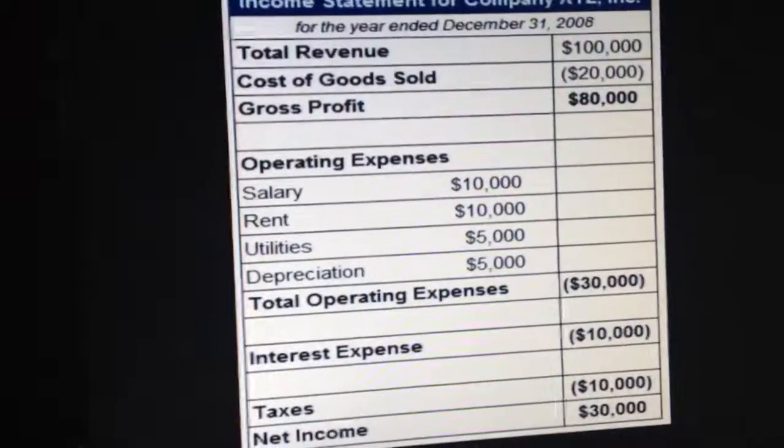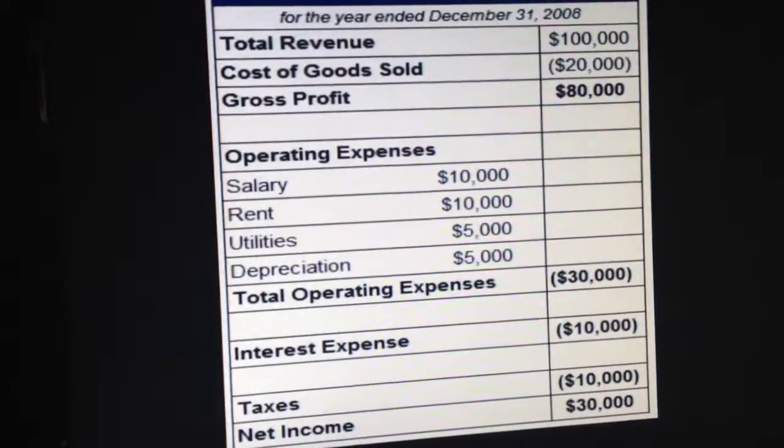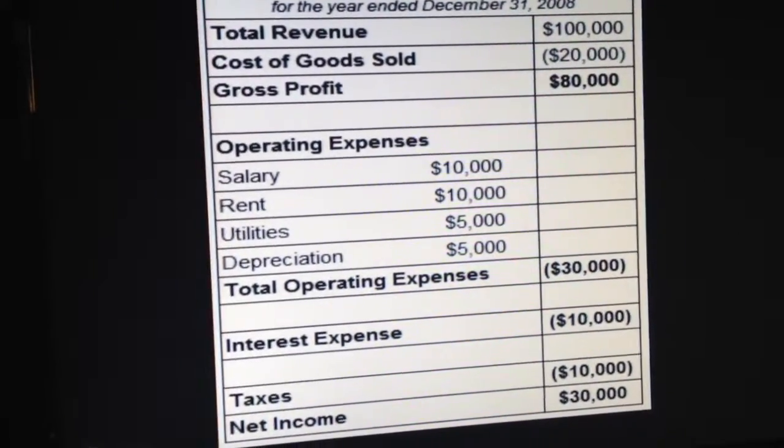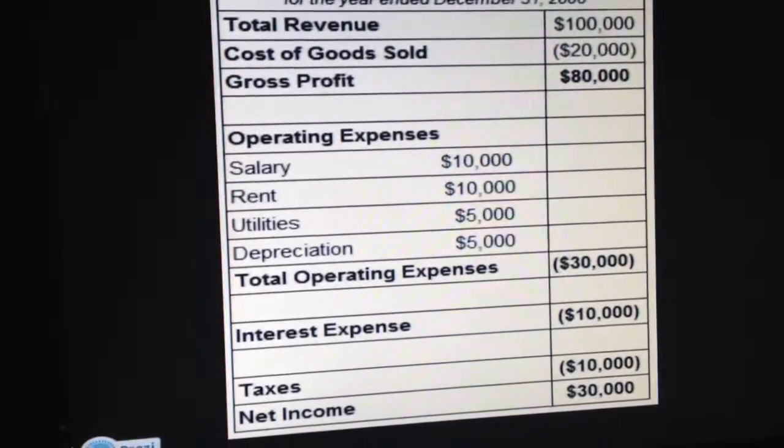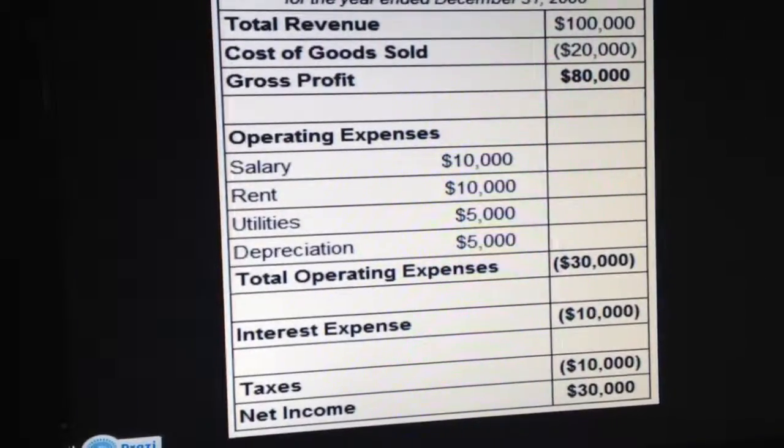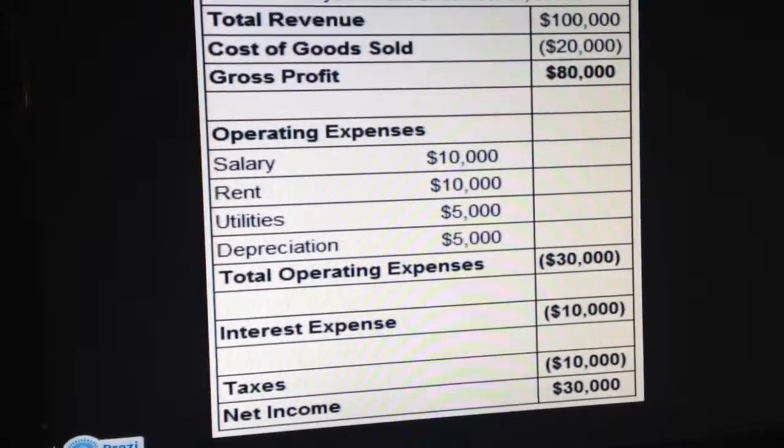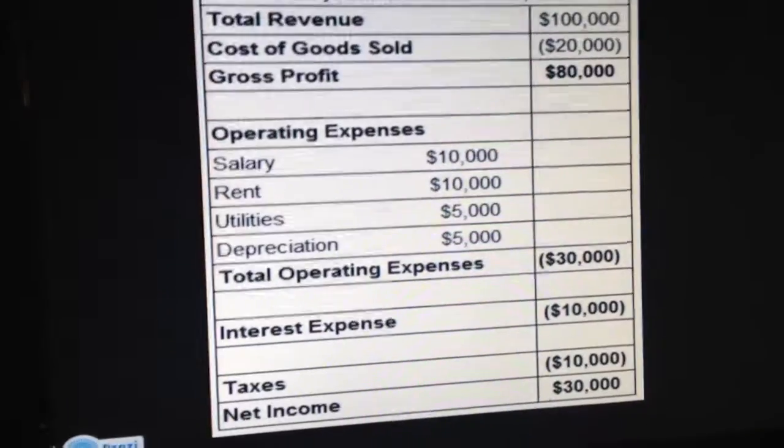So I have a mini example of company XYZ right here. So now you have the total revenues, you have your operating expenses and your interest expense, and you get all that together and you minus them from each other, and you end up with your net income being $30,000.